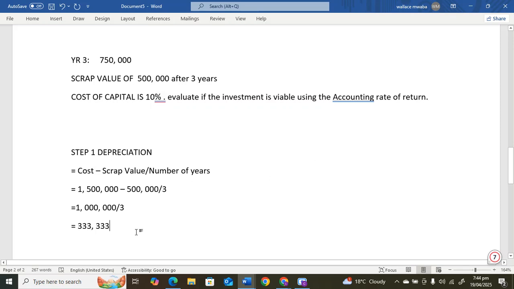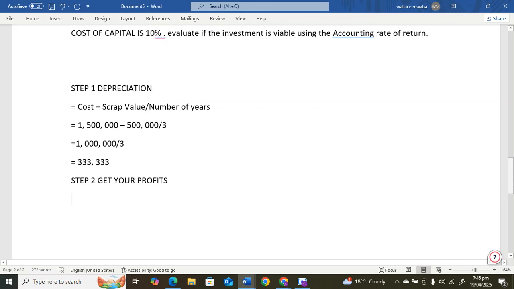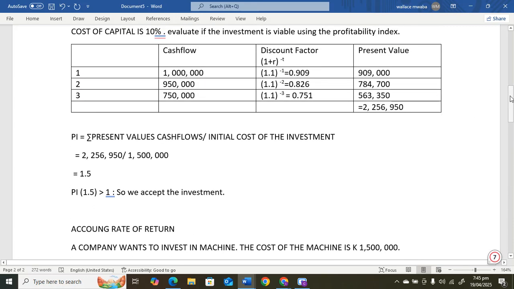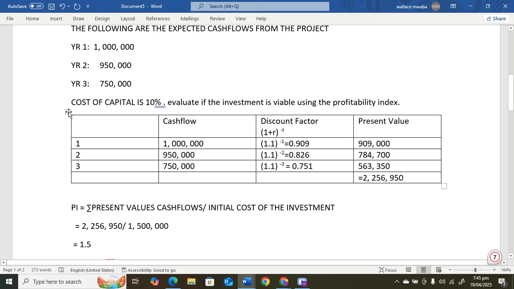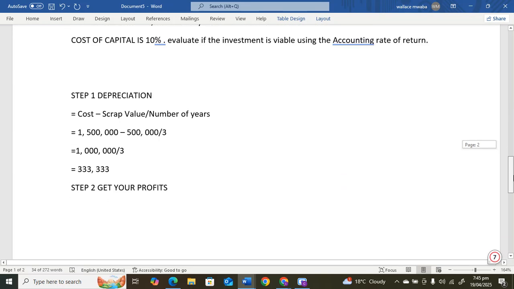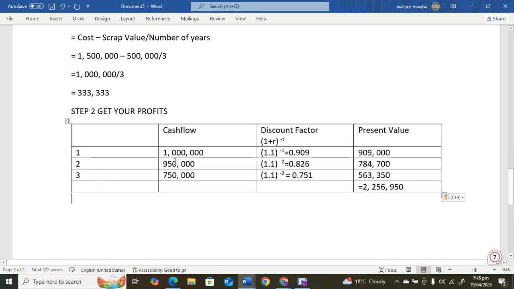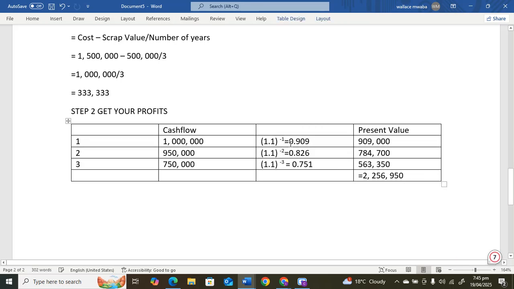Next, get your profits. Remember, profit is just your revenue minus your costs. In this case here, our only cost is depreciation. But in real life, there are other costs apart from depreciation. So in a question, if they bring other costs, also deduct them. But usually the questions will only give you depreciation.